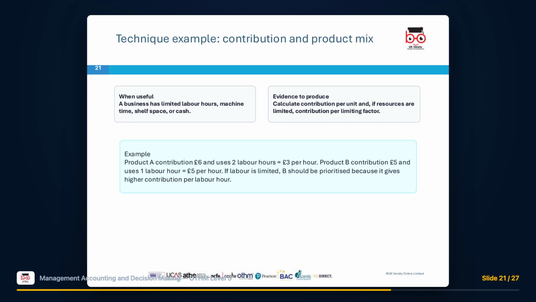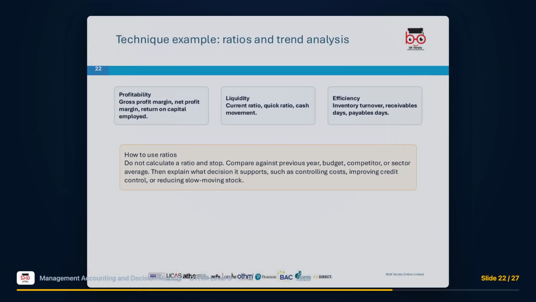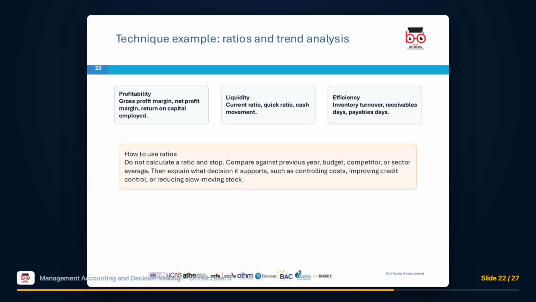If labour is limited, prioritise B for the higher contribution per hour. Ratios and trend analysis. Cover profitability with gross and net margin and return on capital employed, liquidity with the current and quick ratios, and efficiency with inventory turnover and receivables and payables days. Don't just calculate a ratio and stop. Compare it against the previous year, budget, a competitor, or the sector, then explain what decision it supports, such as controlling costs or improving credit control.